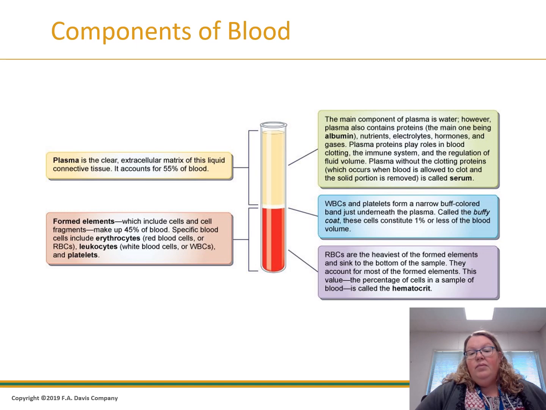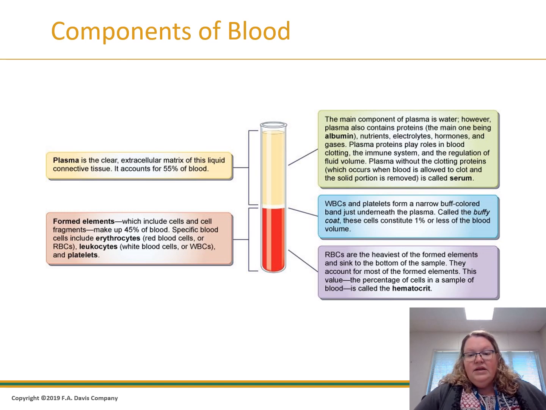And platelets form a narrow buff-colored band. This is basically blood that's been put on a spinner and separated. We also do this for things like cholesterol readings, because after you spin the blood, the fat content will go to the top, and they can tell how much cholesterol is in your blood based off of the amount of fat they scoop off of the top. But this is how they separate the components of the blood.